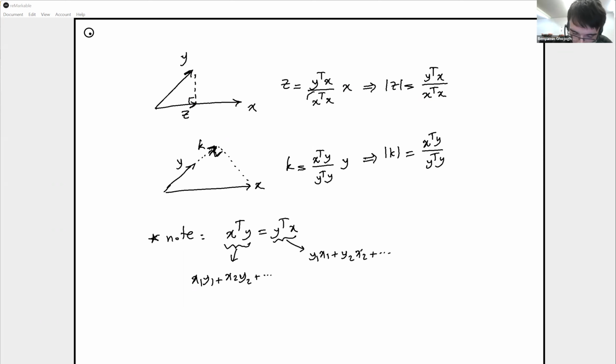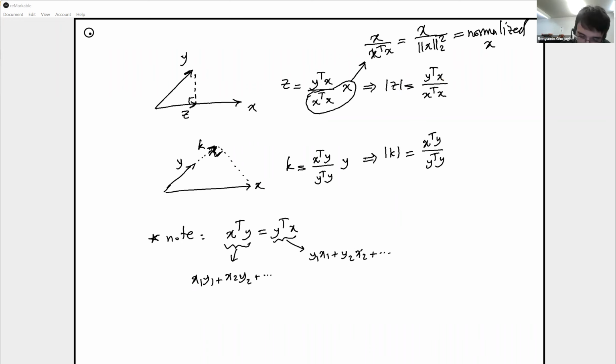And what is this? You can write x transpose x as the second norm of x squared. We will talk about this. And this is the normalized x, which means that its length is 1. If that's the case, then as you see, the length of the projection would be y transpose x.